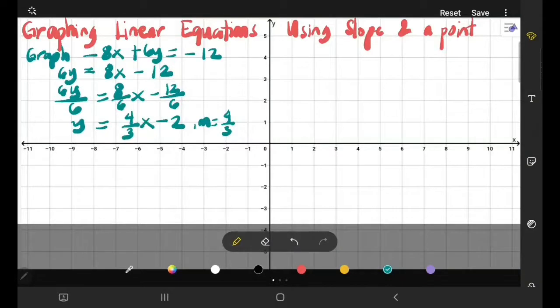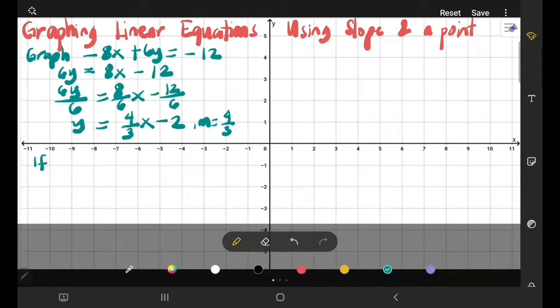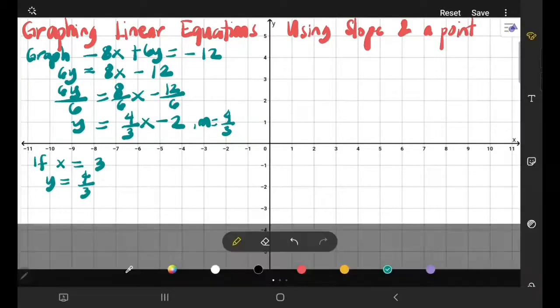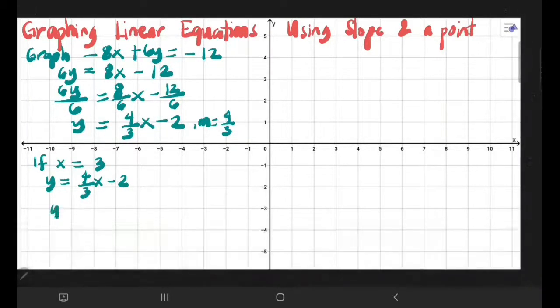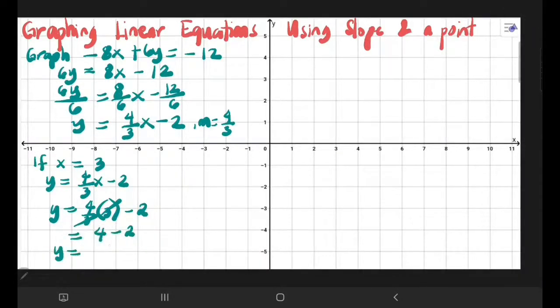But we need to find another point. Since the equation is expressed as y in terms of x, we just pick x. So for example, if x is 3, okay, let's do that. So y equals 4/3 x minus 2. Substitute 4/3 times 3 minus 2. So you can cancel that out, meaning 4 minus 2. So that becomes, meaning y is 2.